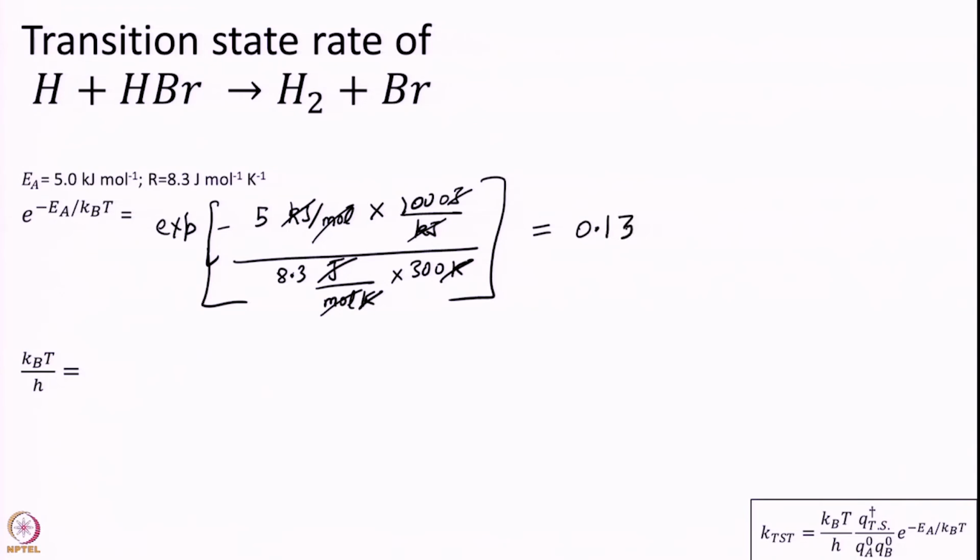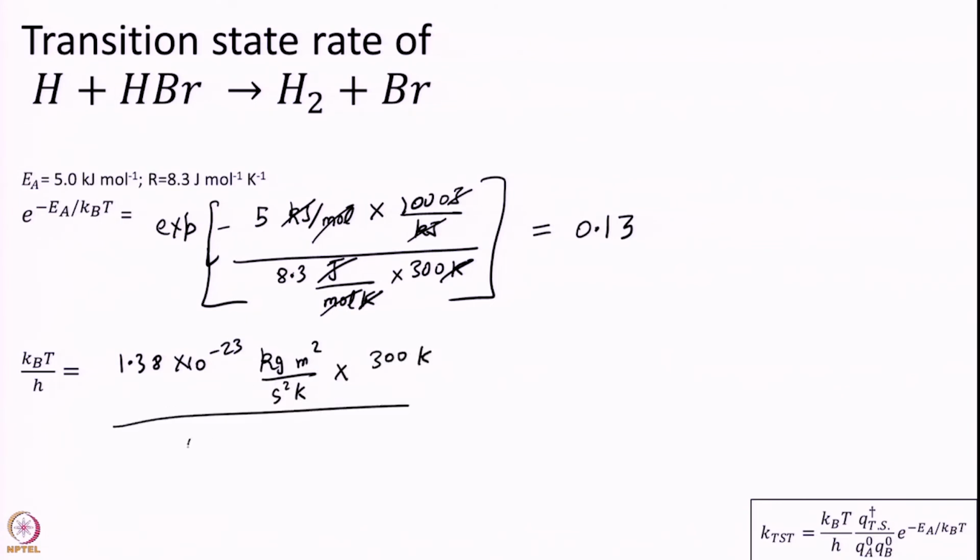Okay, finally is kT over h. So, this is 1.38 kilogram meter square per second square Kelvin, and the temperature is 300 Kelvin. So, Kelvin cancels with Kelvin, kilogram cancels with kilogram, meter square cancels, and this second cancels one of the seconds. So, I get this is equal to 6.3 into 10 to the power of 12 second inverse.